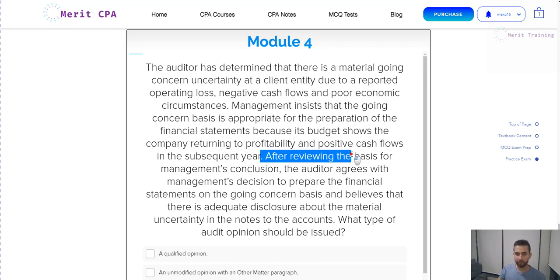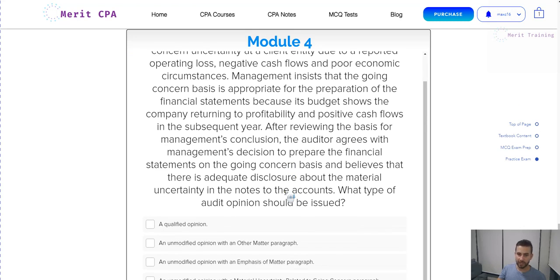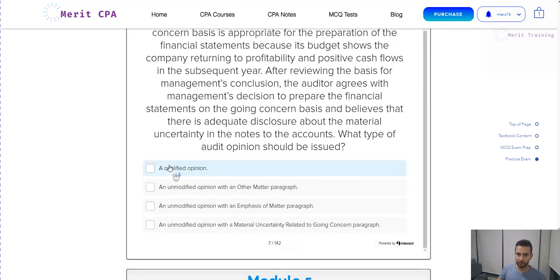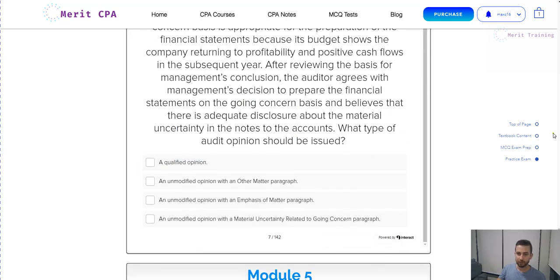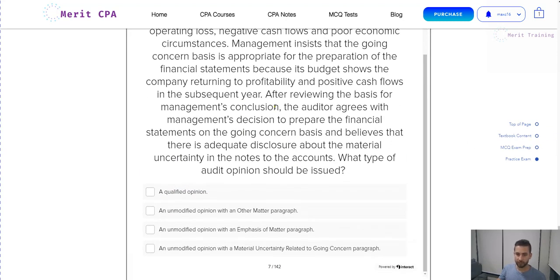So after reviewing the basis for management's conclusion, the auditor agrees with management's decision to prepare the financial statements on the going concern basis and believes that there is adequate disclosure about the material uncertainty in the notes to the accounts. So what type of audit opinion should be issued here? Is it A, a qualified opinion? B, an unmodified opinion with an other matter paragraph? C, an unmodified opinion with an emphasis of matter paragraph? Or D, an unmodified opinion with a material uncertainty related to going concern paragraph?